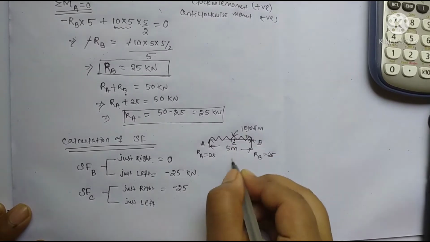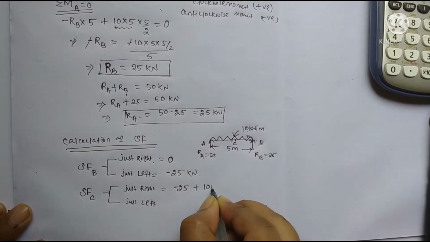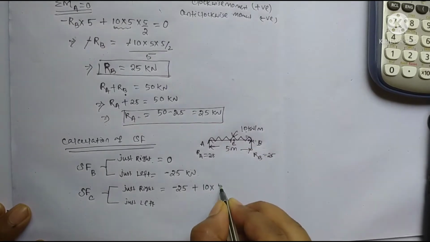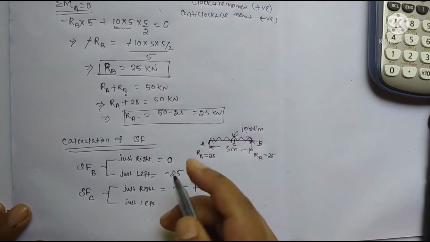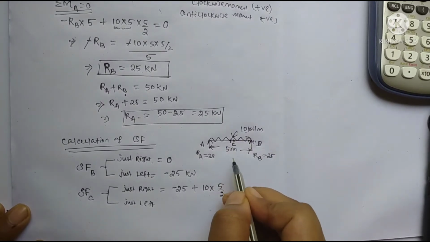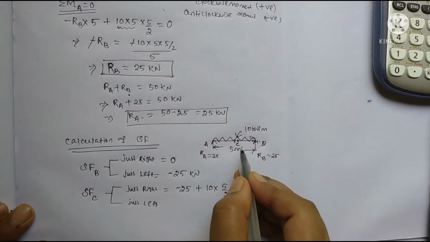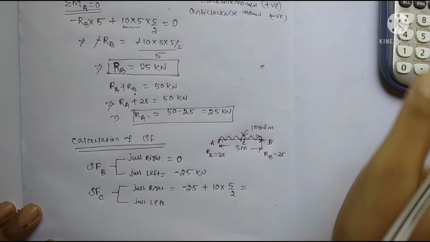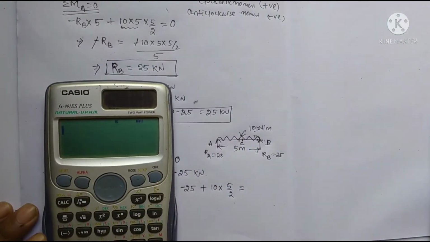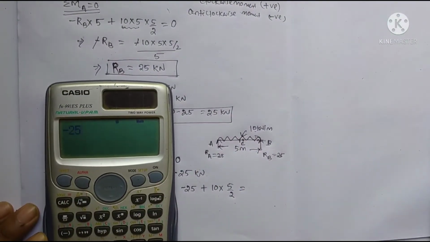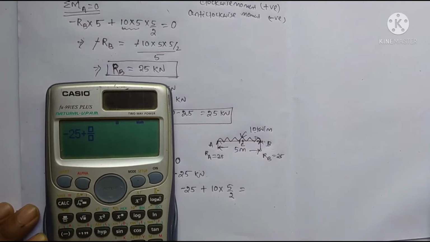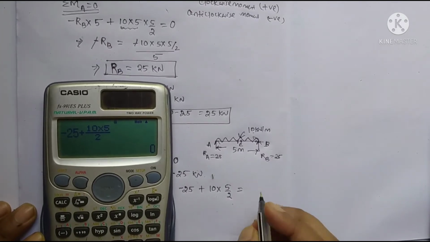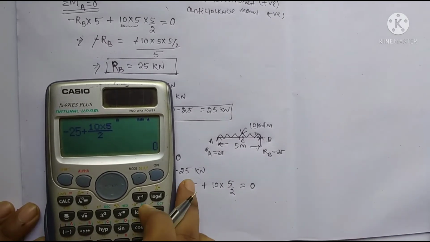So in this section, the 10 kilonewton per meter force gives clockwise moment towards point C. So that is positive 10 into its acting distance, 5 by 2 length, because we are taking point C, which is at the mid of the span, at a distance 5 by 2 from either support. So we calculate that value: minus 25 plus 10 into 5 divided by 2, that is 0.